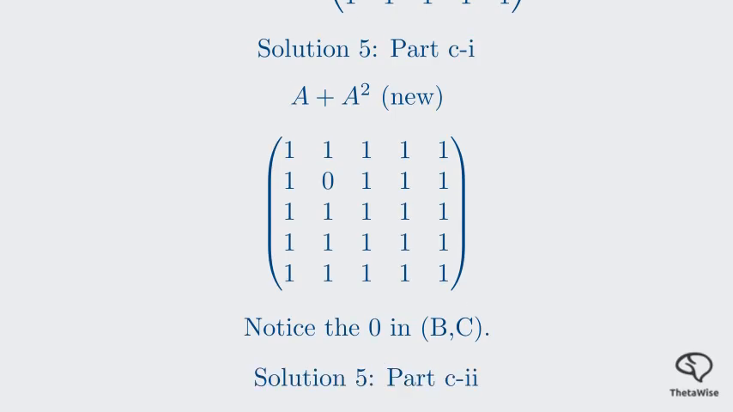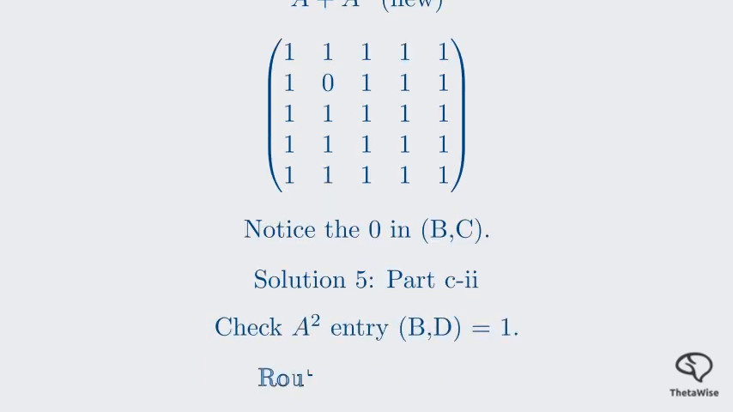A service can be canceled if it is redundant for the 2-trip aim. This means there must already be a 2-step route that covers the same connection. A good candidate for removal is the direct service from B to D. The original matrix A has a 1 here. Let's check A squared. The entry for row B, column D is 1.